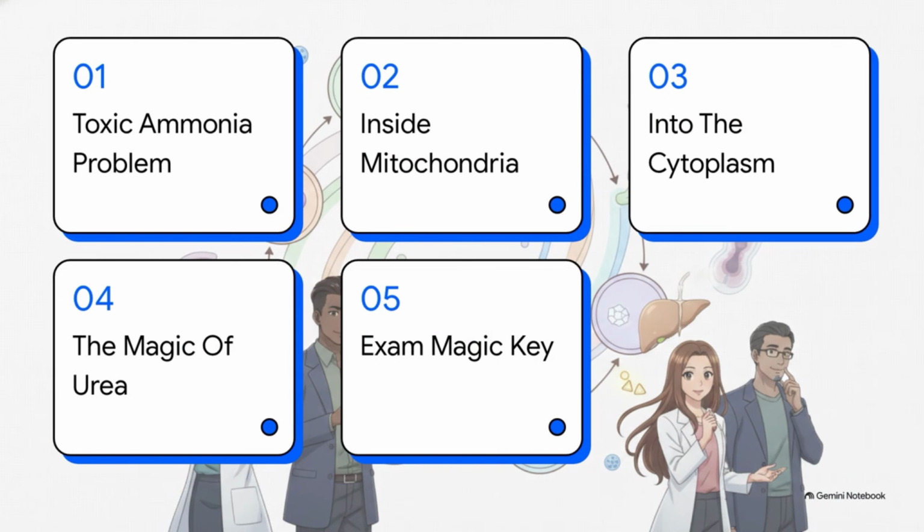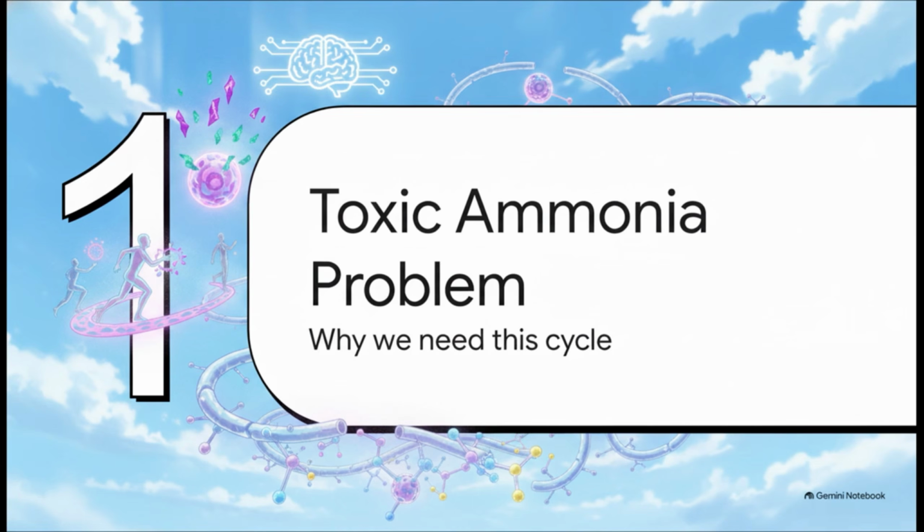To figure out how we survive this, here is our roadmap for today. First, the toxic ammonia problem. Second, we'll go inside the mitochondria. Third, out into the cytoplasm. Fourth, the magic of urea. And finally, number 5, your exam magic key. Let's start with section 1, the toxic ammonia problem.